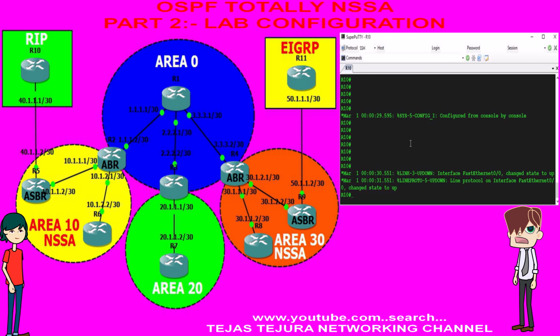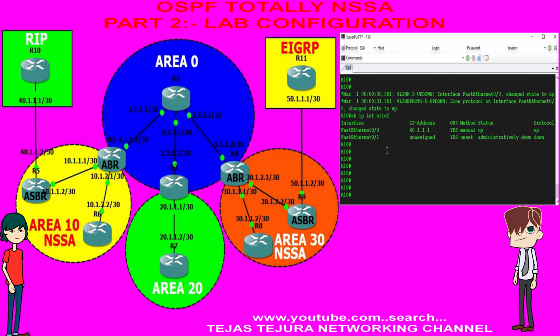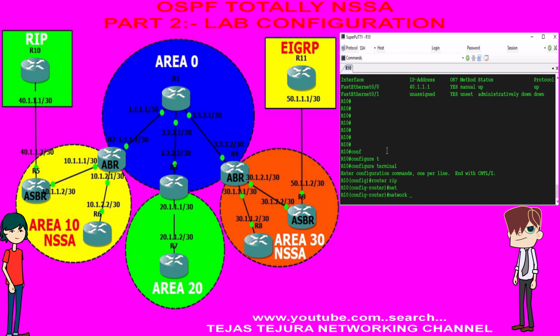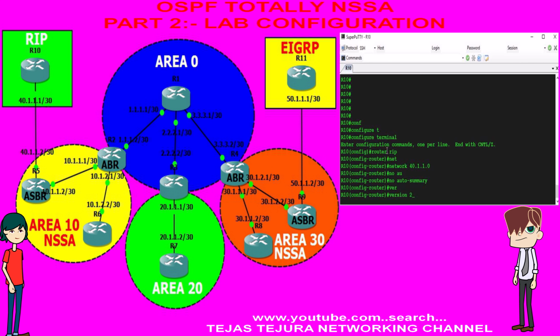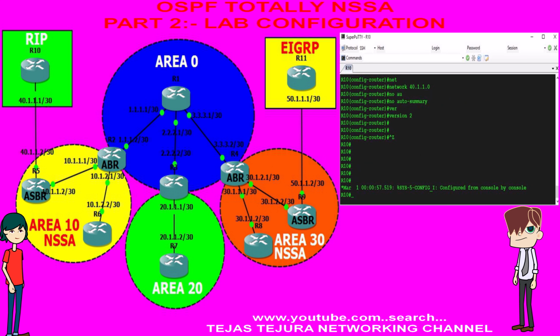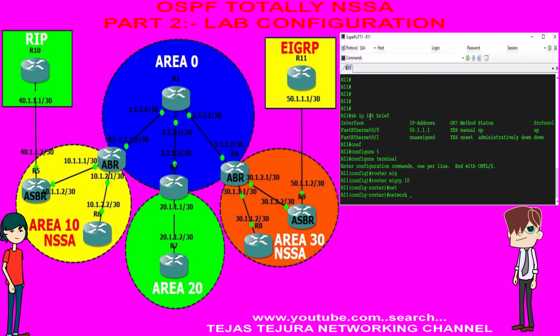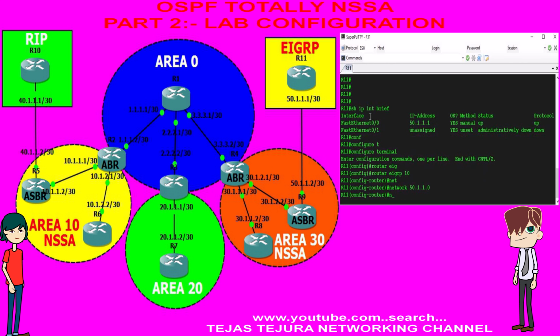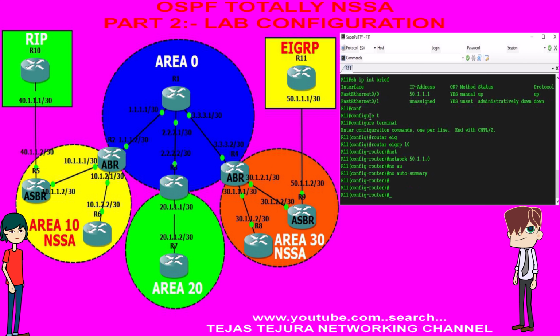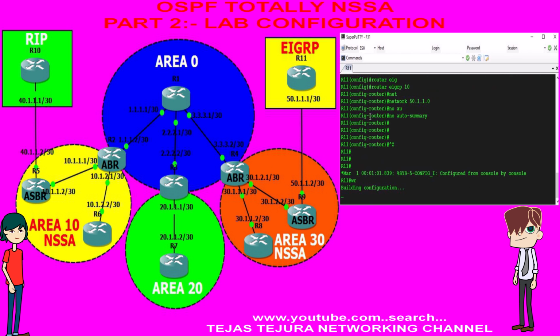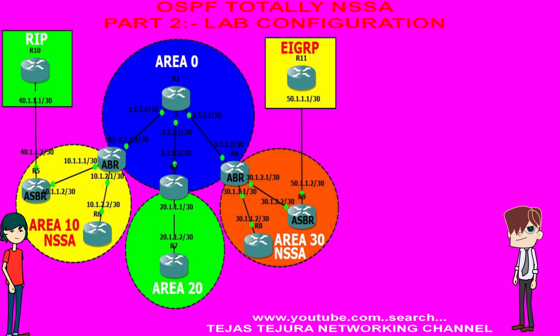Now R10. In this router I have to configure the RIP. R11. In this router I have to configure the EIGRP. So you have successfully completed OSPF, RIP, and EIGRP configuration of the respective routers.